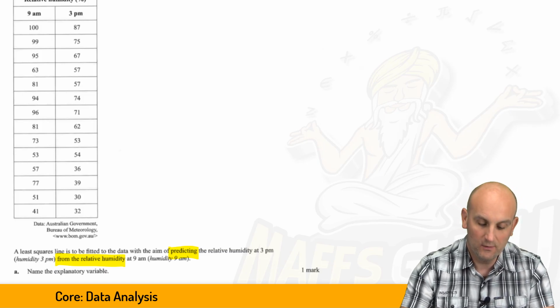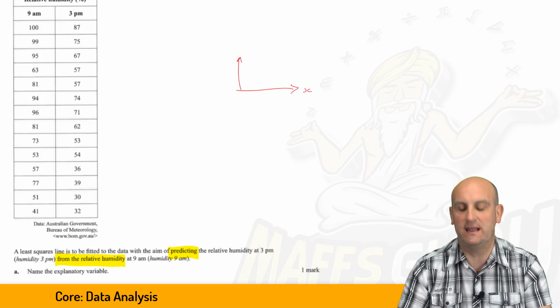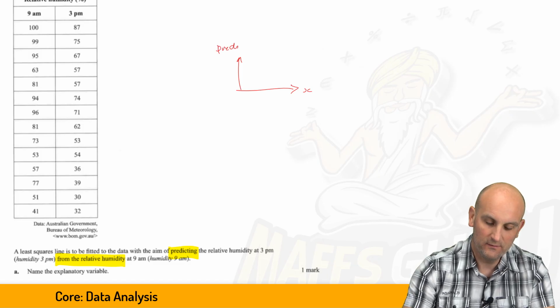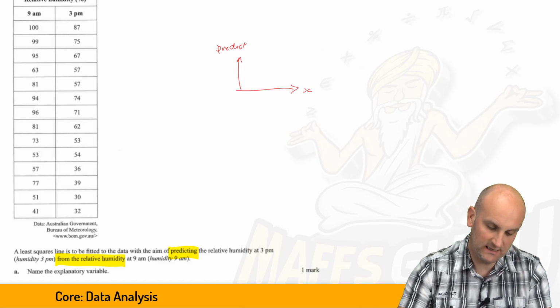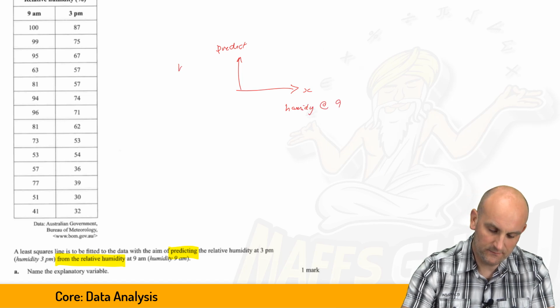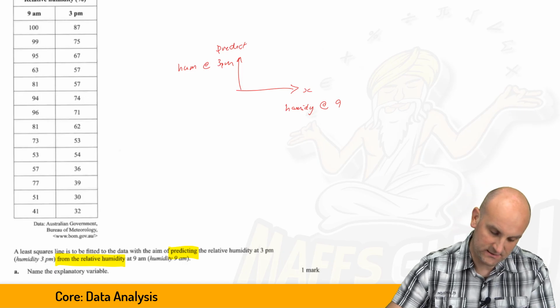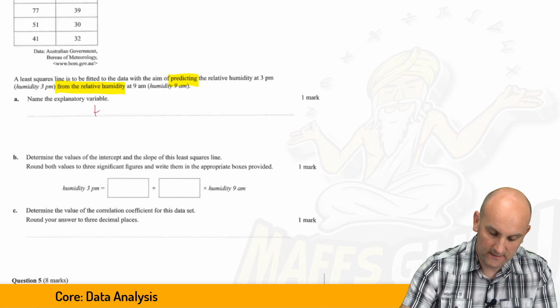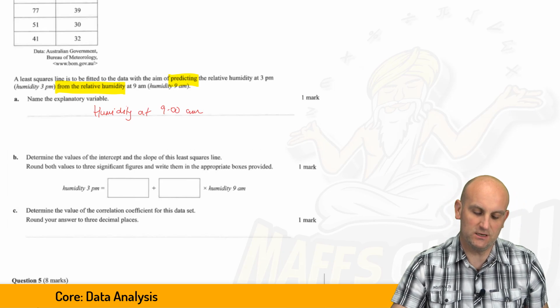Name the explanatory variable. I always remember explanatory is on the x-axis, and we predict the values on the vertical from my explanatory. So this is going to be my humidity at 9 AM, and this is going to be my humidity at 3 PM. So the explanatory variable would be humidity at 9 AM. Okay, determine the values of the intercept and the slope of this least squares regression line.